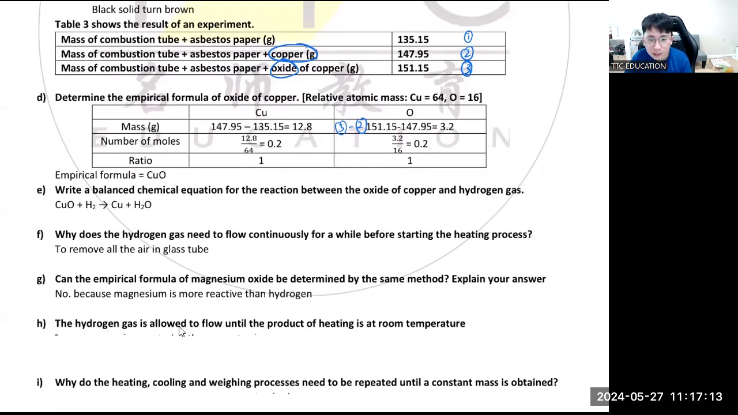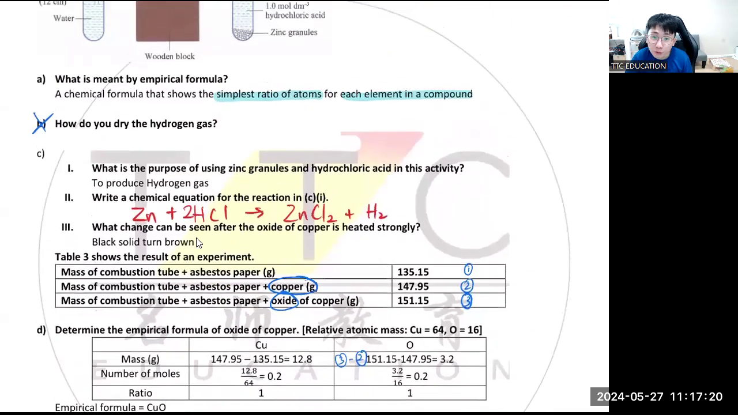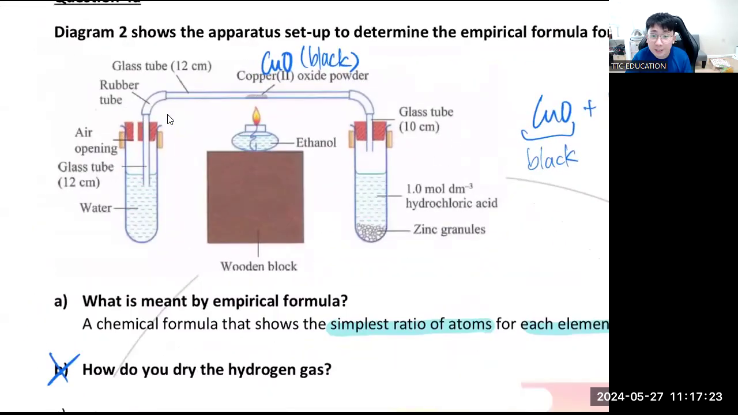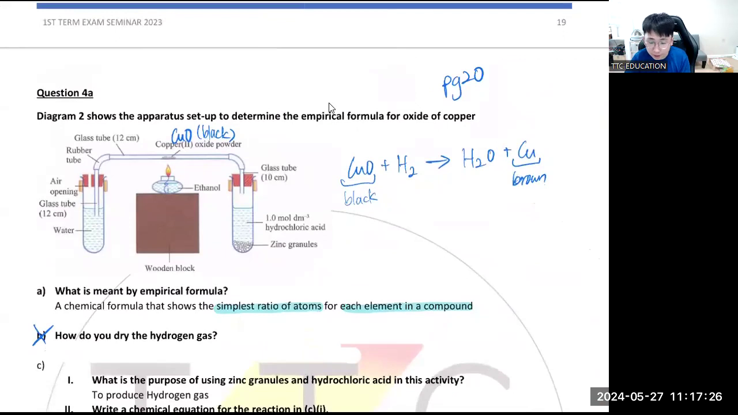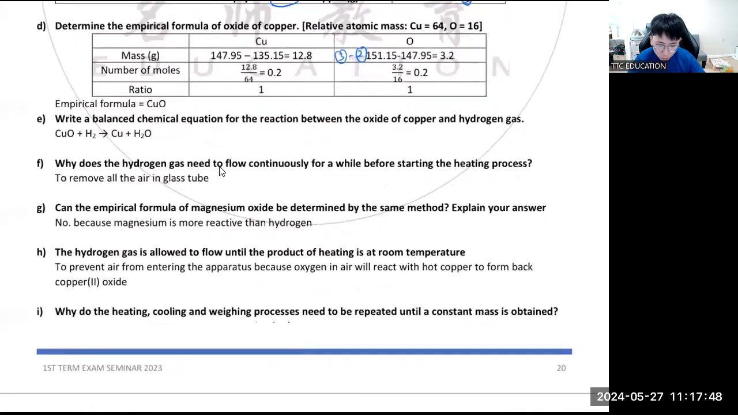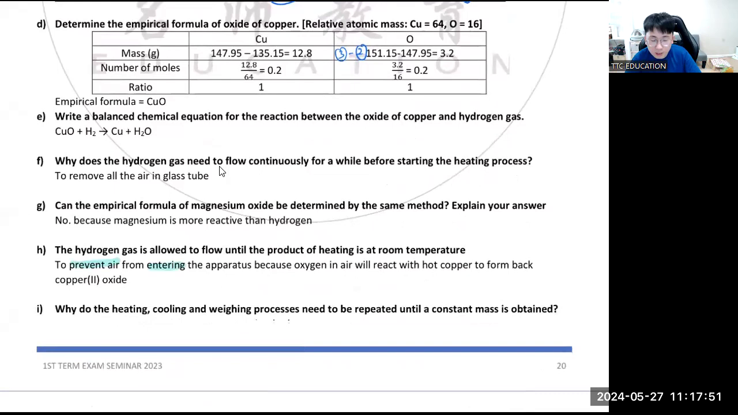Okay, and the hydrogen gas is allowed to flow until the product of heating is at room temperature. It means that even if you are done with the experiment, you don't remove the tube or unplug everything instantly. Why? Because if you unplug, your hot copper might react back with the oxygen in the normal air and turn back to copper oxide. So after you see everything is done, you leave it there and let it cool down until room temperature. Only then you unplug everything. This is the concept for it: to prevent air from entering the apparatus, because it would react with the hot copper to form back copper oxide. This is something you want to avoid.